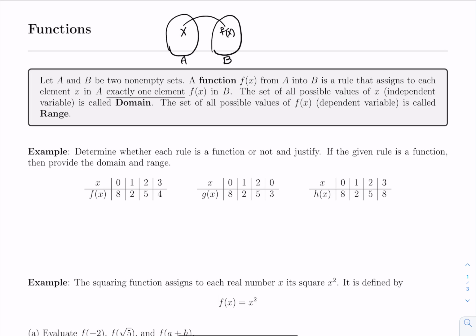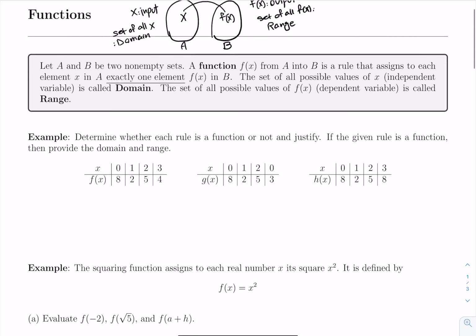X is called the independent variable or the input of the function, and f of x is the dependent variable or the output of the function. If you put together the set of all inputs, that will form the domain of the function. And if you put together the set of all outputs, that will form the range of the function.